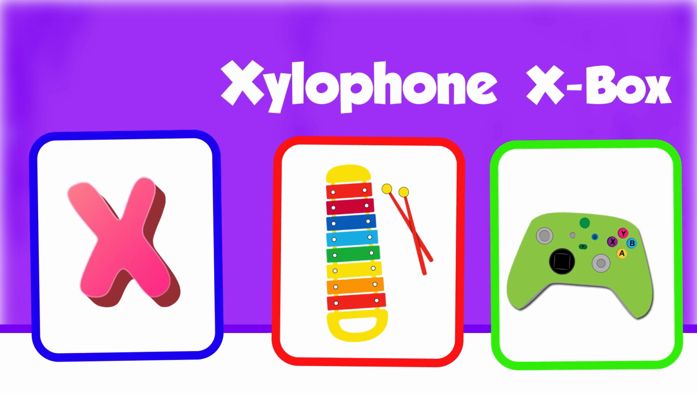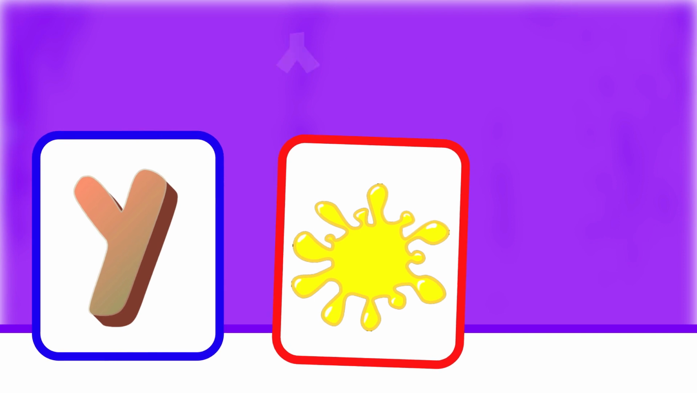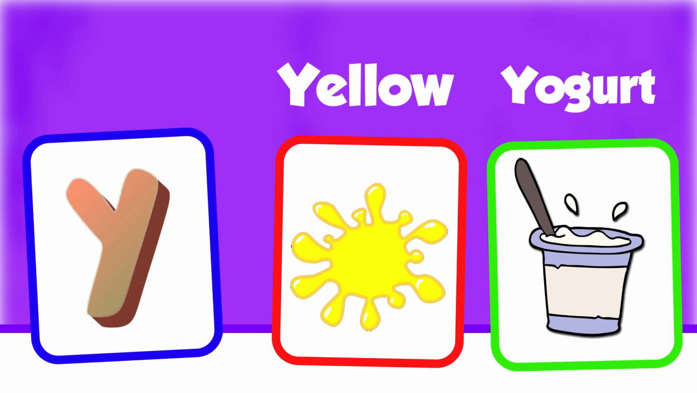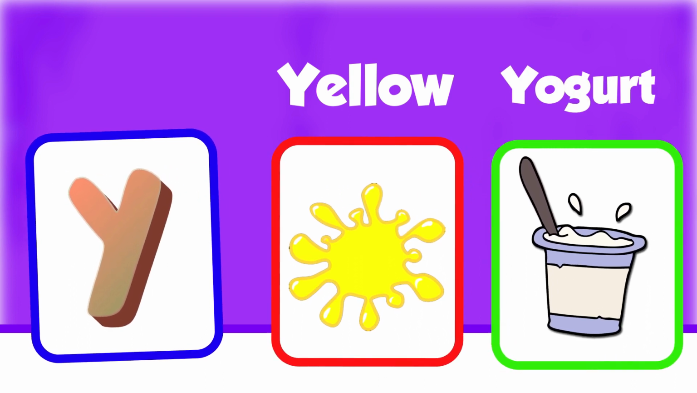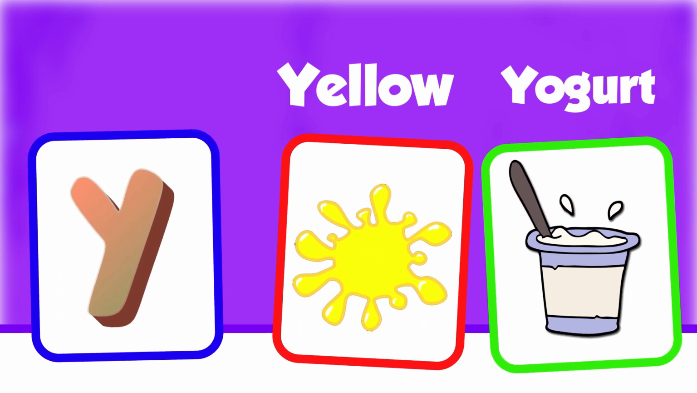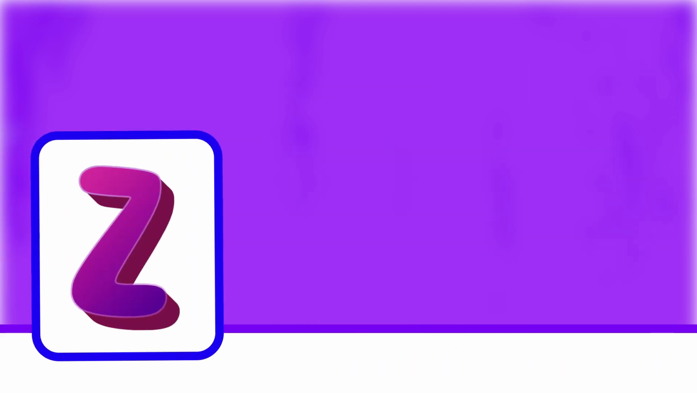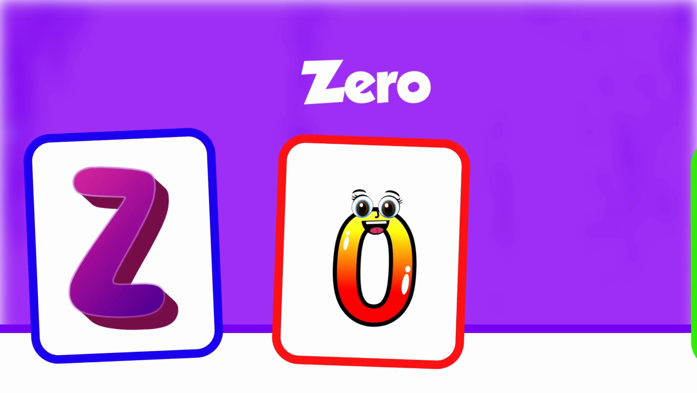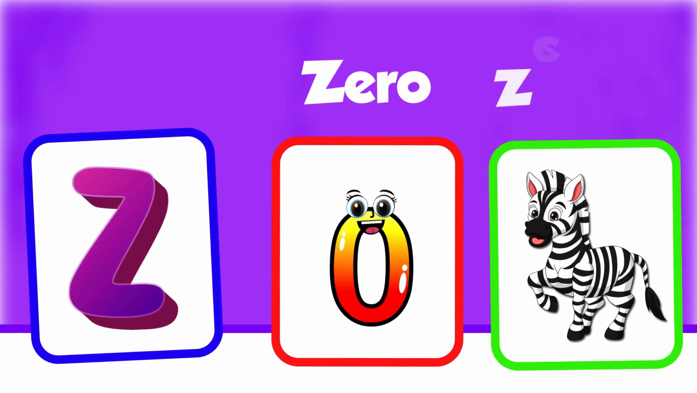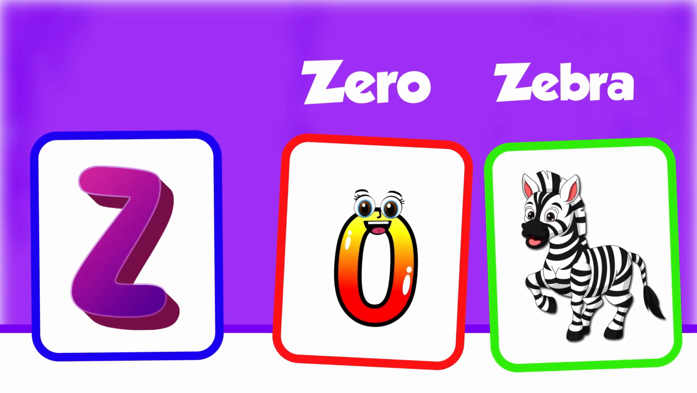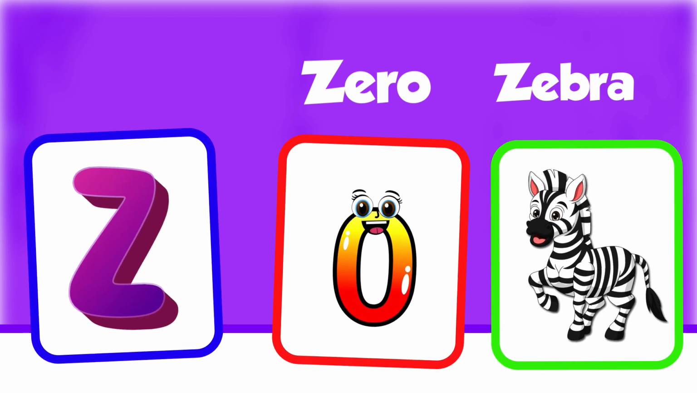X is for xylophone, xylophone. X is for Xbox, Xbox. X is for xylophone. X is for Xbox. Y is for yellow, yellow. Y is for yogurt, yogurt. Y is for yellow. Y is for yogurt. Z is for zero, zero. Z is for zebra, zebra. Z is for zero. Z is for zebra.